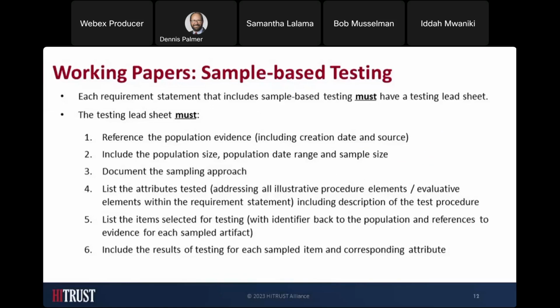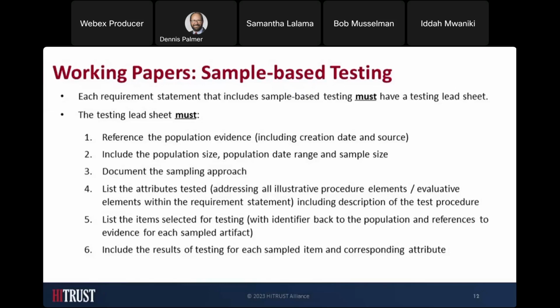What's the size? What's the date range? And you're going to pick a corresponding sample size with that. Also look at the rubric for guidance on those sample sizes. You're also going to want to document the sampling approach. Samantha had touched upon that a little earlier. You want to list the attributes of testing. What we're talking about is the evaluative elements that are enumerated.